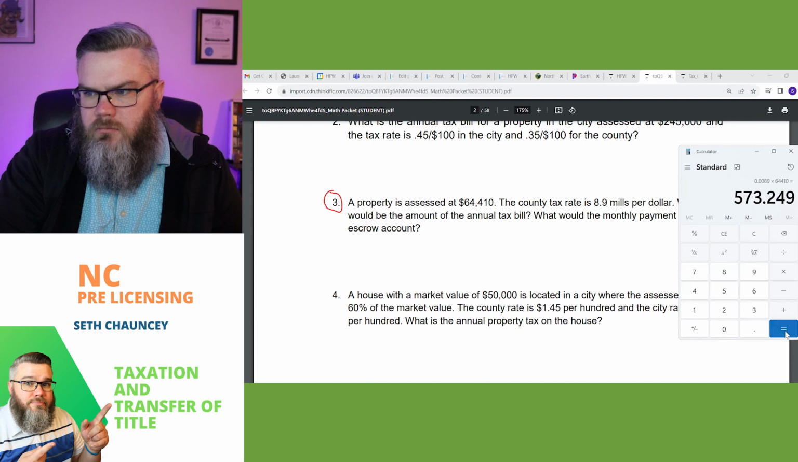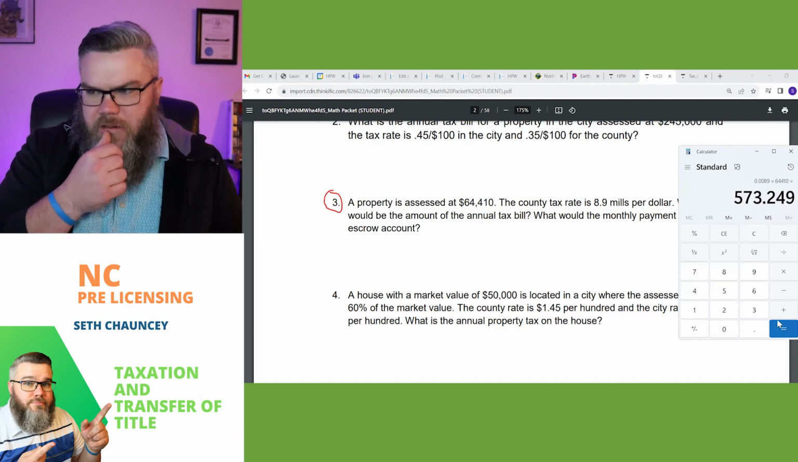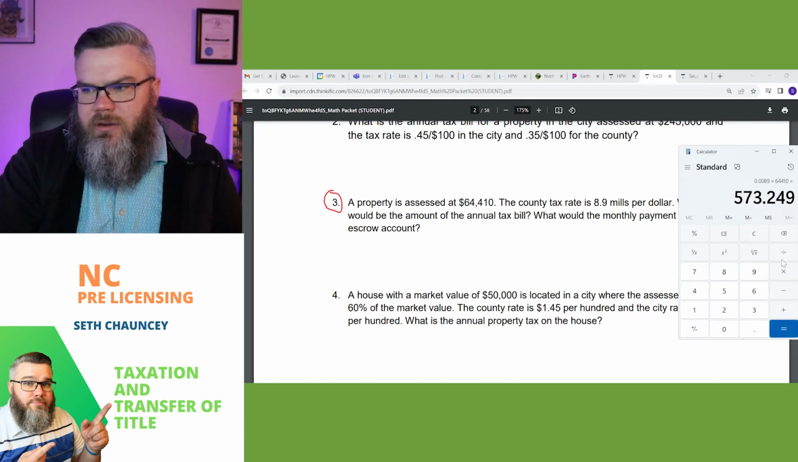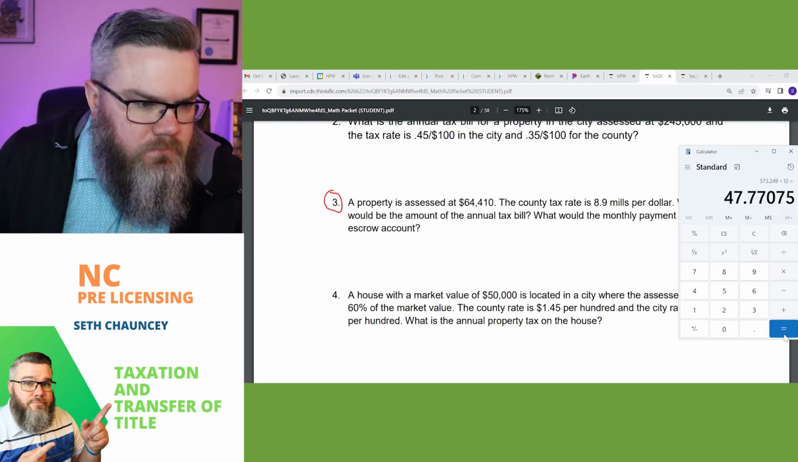That gives you your annual tax bill of $573.25, and then divided by 12 to give you your monthly $47.78.